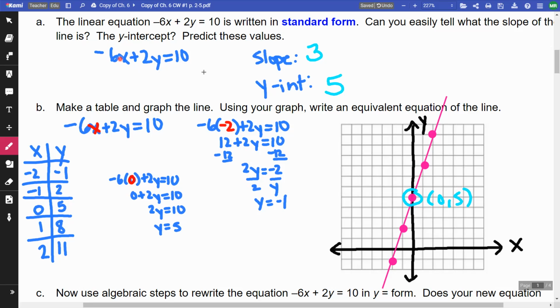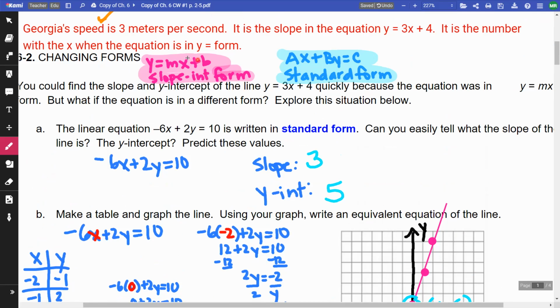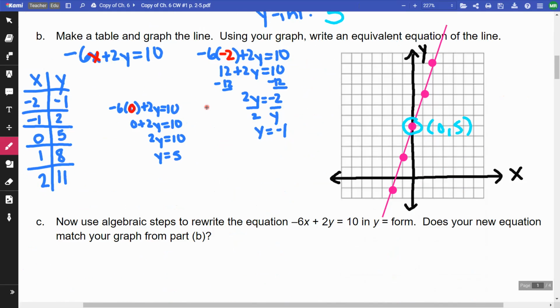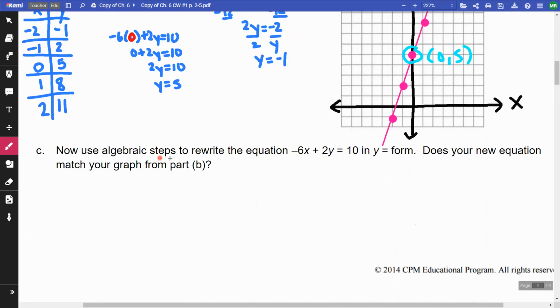Standard form is not as nice. What's the nice form? Slope-intercept form. So we're going to rewrite this, which is in standard form, in slope-intercept form. That's what they want us to do on letter C. It says now use algebraic steps to rewrite the equation -6x plus 2y = 10 in y form. Does your new equation match your graph for part B?